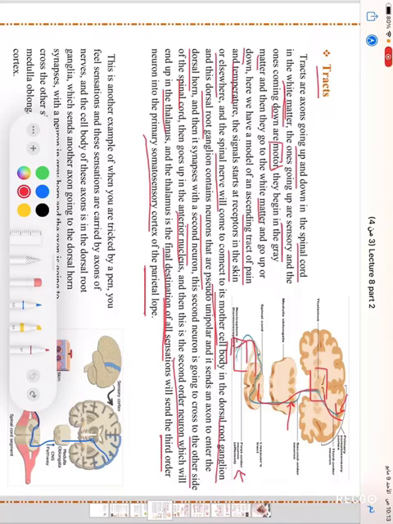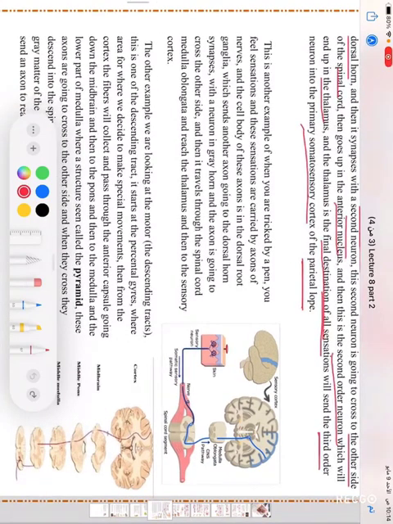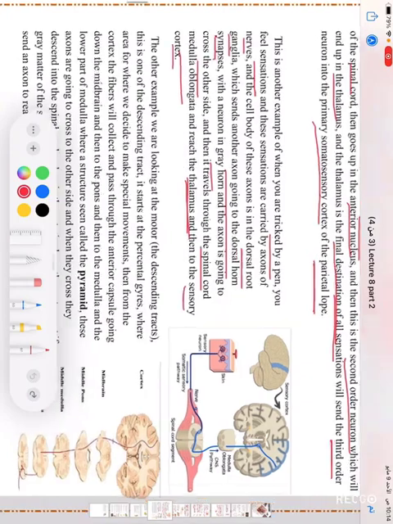Now we will see how the response happens to this pain. This is another example of when you are struck by a pen. You feel sensation, and this sensation is carried by the axons of the nerve, and the cell body of these axons is in the dorsal root ganglia, which sends another axon going to the dorsal horn to synapse with a neuron in the gray horn, and the axon crosses to the other side and travels through the spinal cord until it reaches the medulla oblongata and the thalamus, and then the sensory cortex in the parietal lobe.